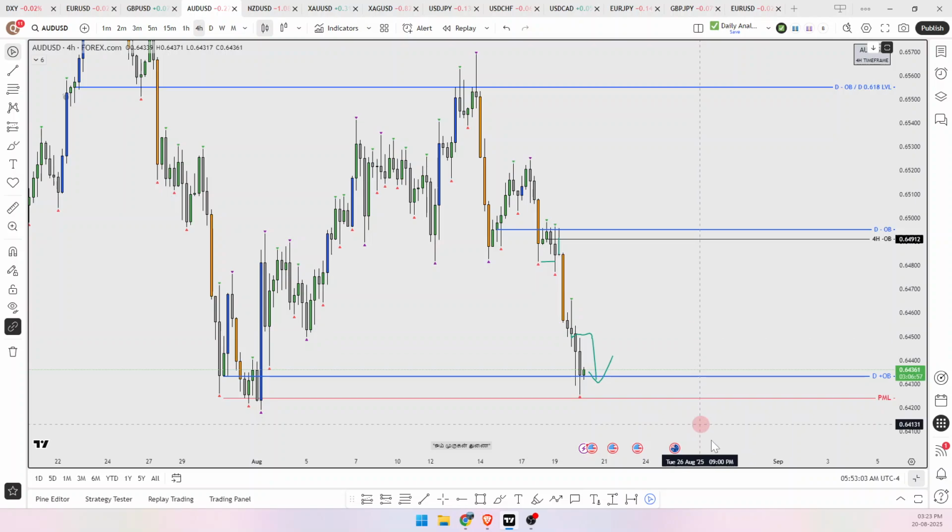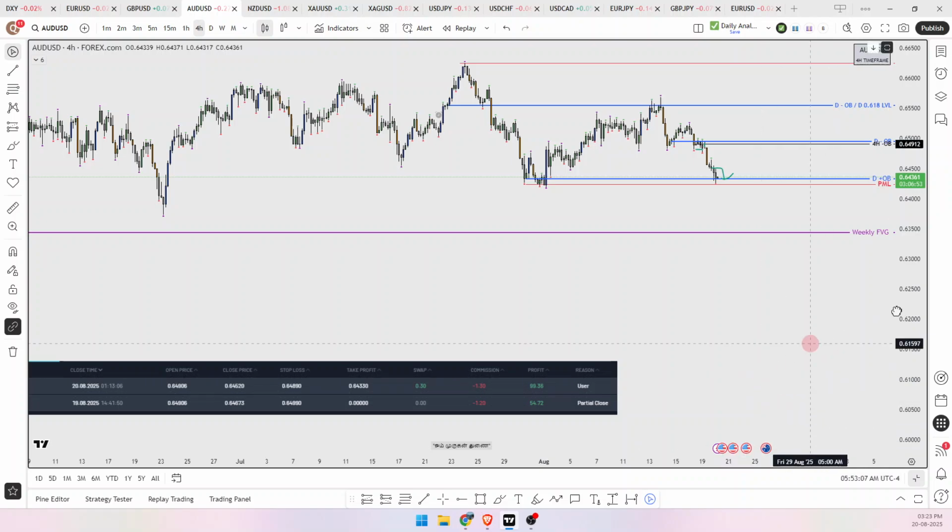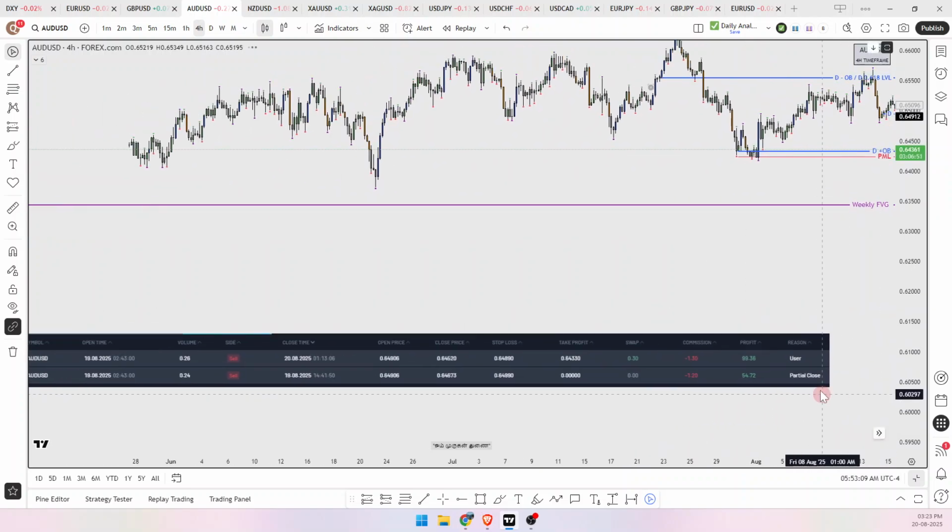So yeah, this was the trade plan or trade breakdown which we took in AUD/USD yesterday, and this is the real trade which we took. This is the first partial close which we made when price reached 1:3, and this is the complete closure of the total position once we reached that daily swing low, this point.